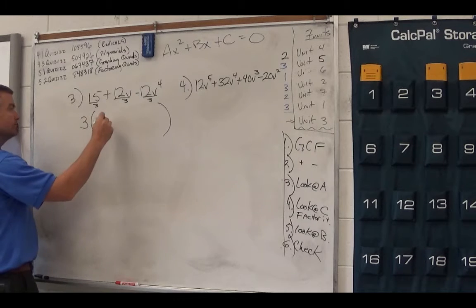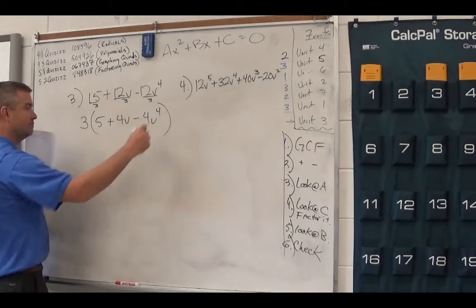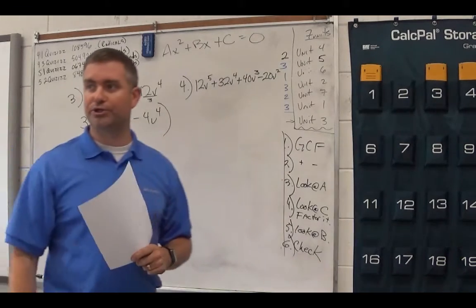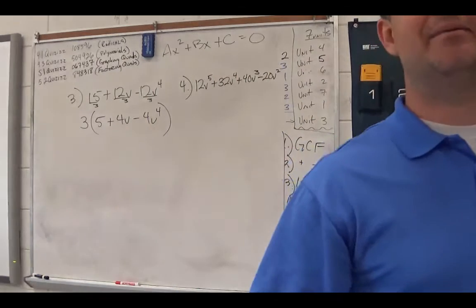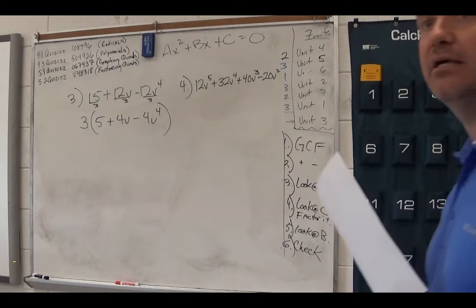5 plus 4V minus 4V to the 4th. Outstanding. Exactly right. All we're doing is pulling out the GCF. In a minute, we're going to pull the GCF out and factor some more. But right now, we're just practicing on pulling out the GCF. Questions on number 3? Ian?